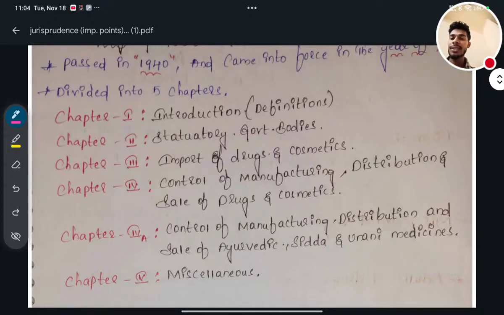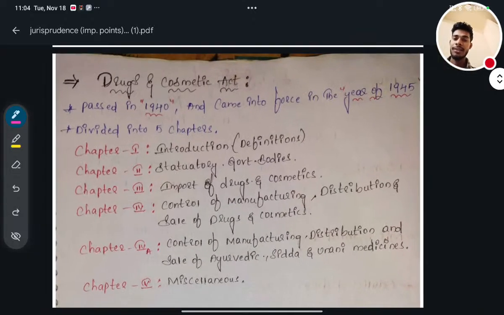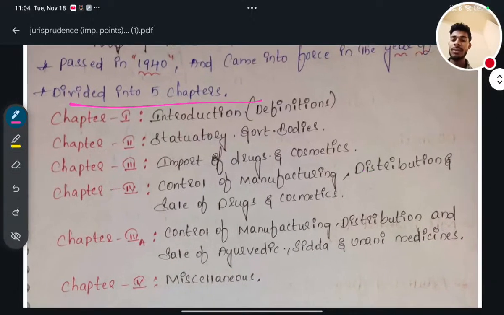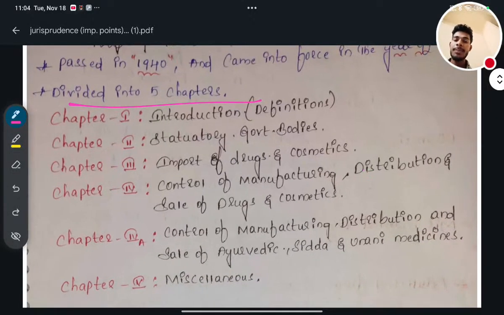So, Drugs and Cosmetics Act. It is divided into 5 chapters. What are they? Chapter 1, chapter 2, 3, 4, 4A and 5. In chapter 1 you will see introduction. They will ask in chapter 1 of the Drugs and Cosmetics Act, what does it include? Statutory government bodies, introduction, import of cosmetics, like this they will ask. So chapter 1 includes definition.